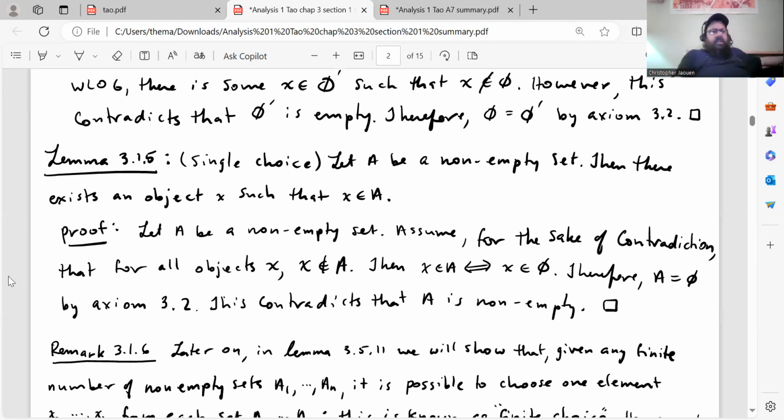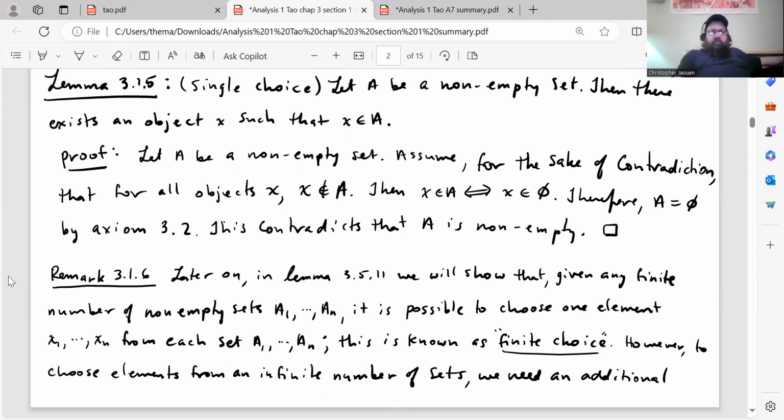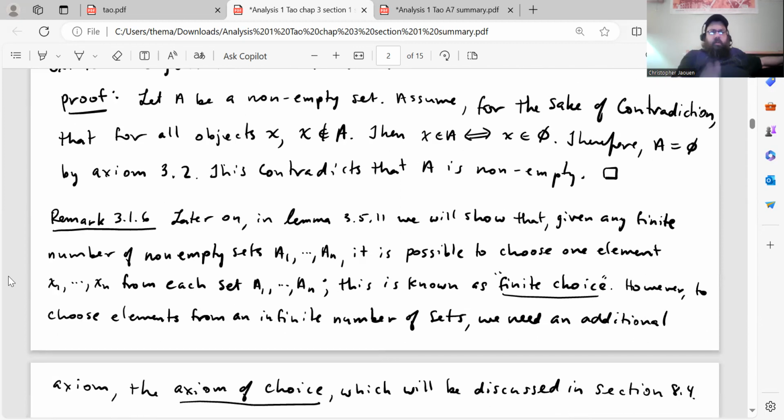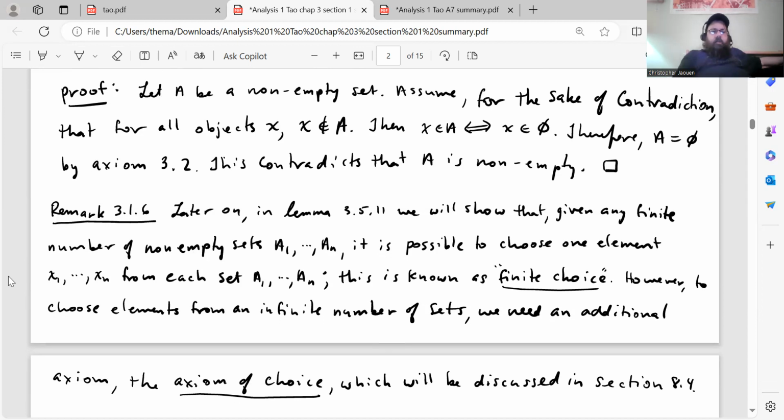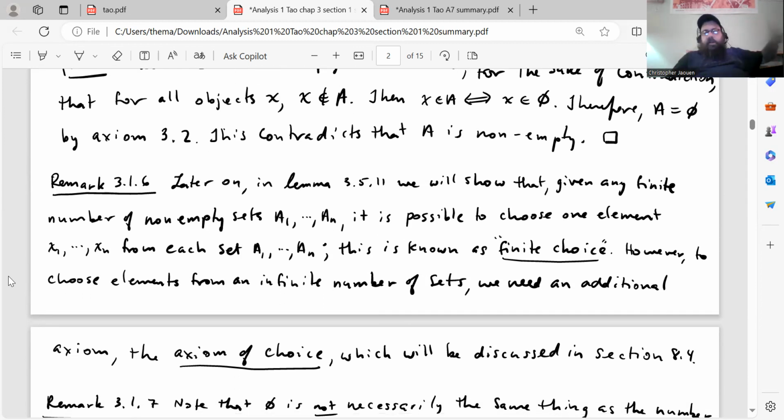It's a lemma, I guess. It's not an axiom, but it follows from one of the axioms. And just to remind you, that's called single choice. He has a little remark here about finite choice and infinite choice, which we need another axiom for. So I'll just read this out here.